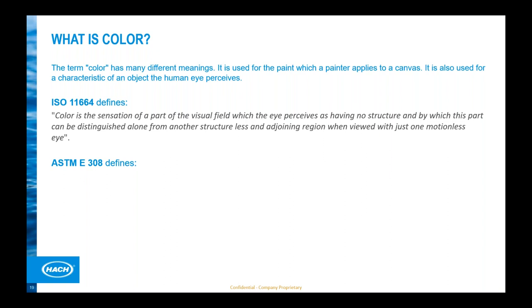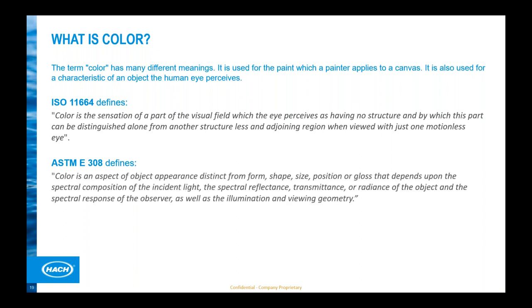which the eye perceives as having no structure and by which the part can be distinguished alone from another structureless and adjoining regions when viewed with just one motionless eye. So that's a very theoretical definition about what is color. The ASTM defines a little bit different.